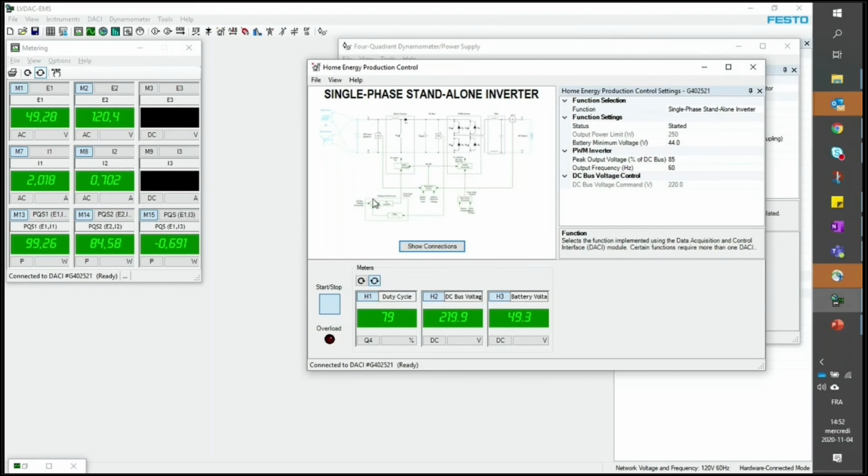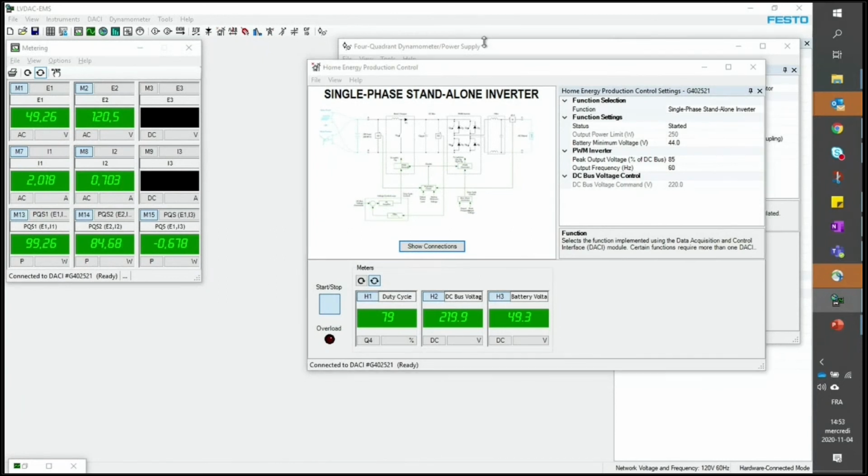Perfect. Here on the single phase standalone inverter window, we can see that to achieve this 120 volt, to achieve the 220 volt DC bus voltage, I need to have a duty cycle of 79% here. And the battery voltage is again available there.